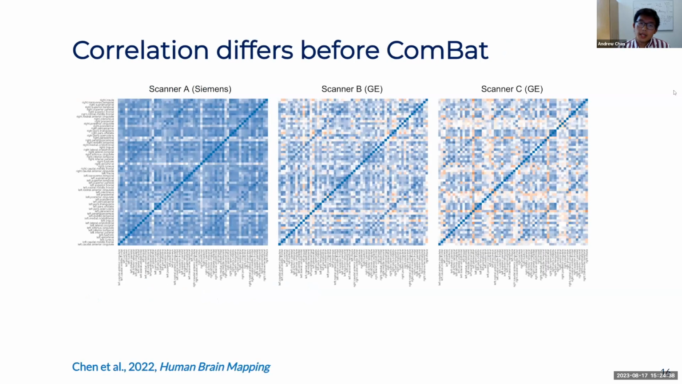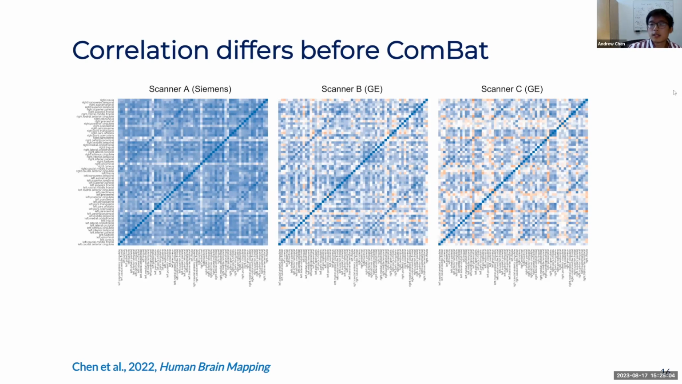So again, back to the NE1 study, prior to performing any harmonization, looking at the three largest scanners in the NE1 study, we noticed that there are pretty striking differences in the correlation structure between scanner A versus scanners B and C, where scanner A is a Siemens scanner and scanners B and C are both General Electric. This highlighted in general higher positive correlations in a Siemens scanner versus the GE scanners.